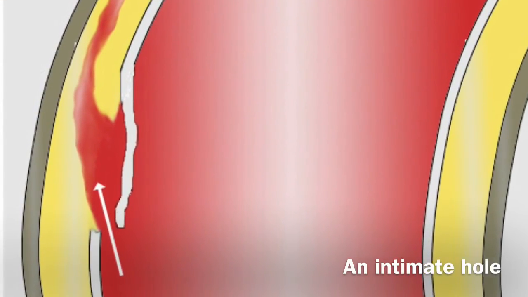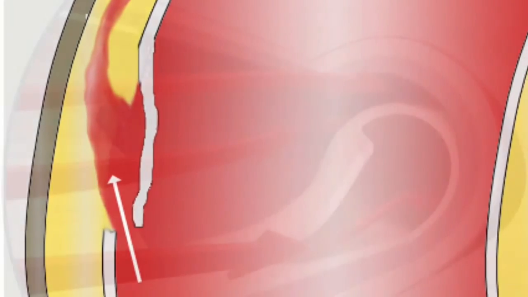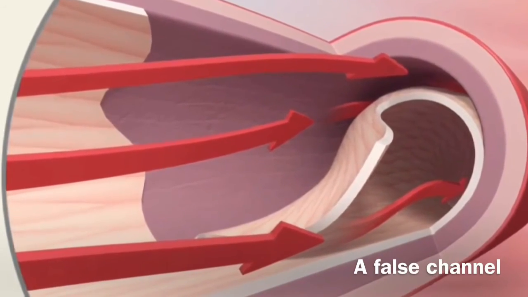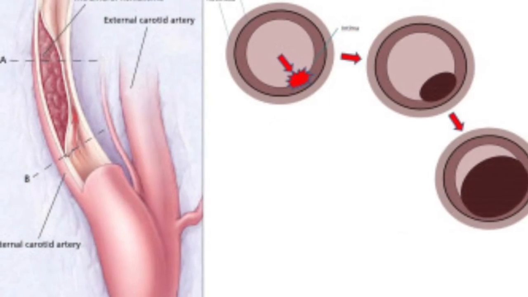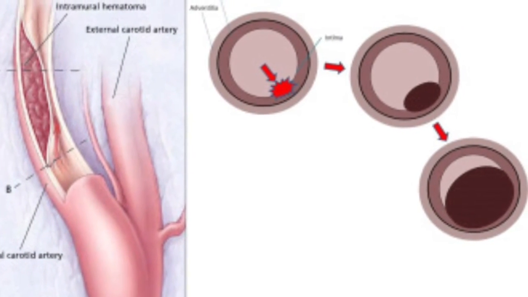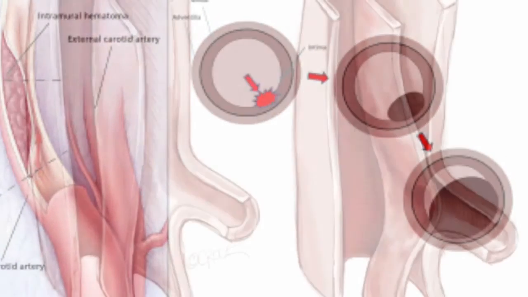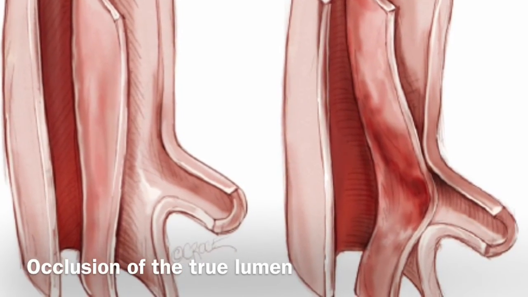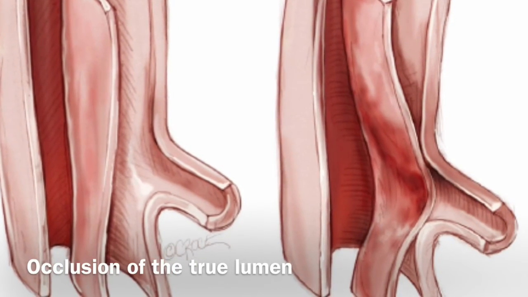Blood enters into the arterial wall from this hole, where it dissects it to form a second false channel. Blood in this false channel is under high pressure. The false lumen may expand to include the true arterial lumen, not to mention the arterial branches as seen here.